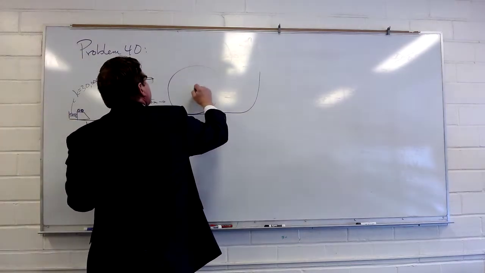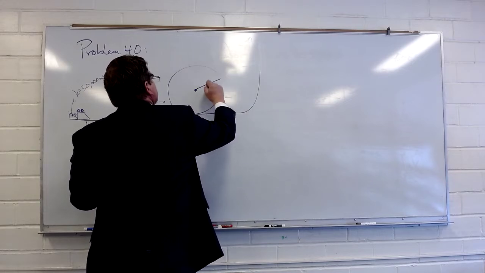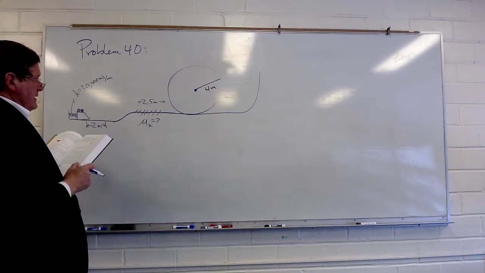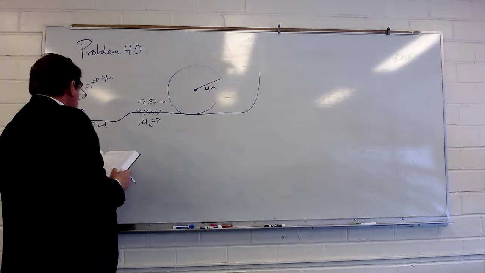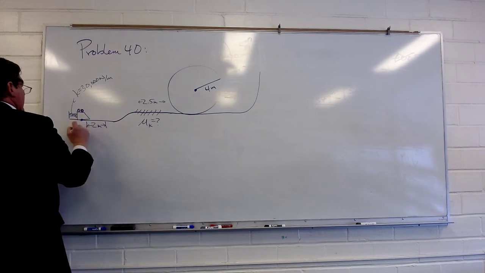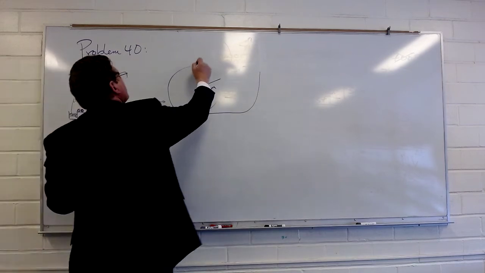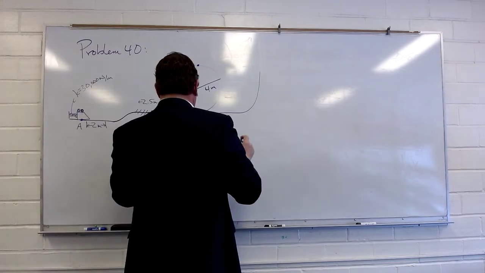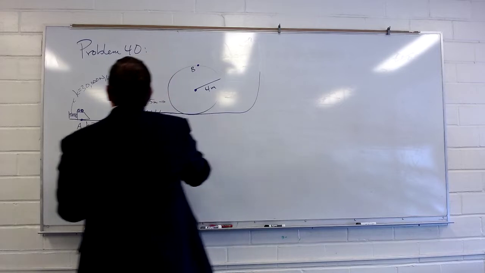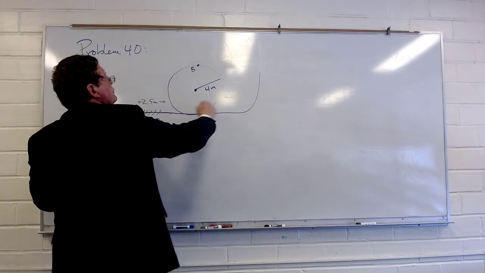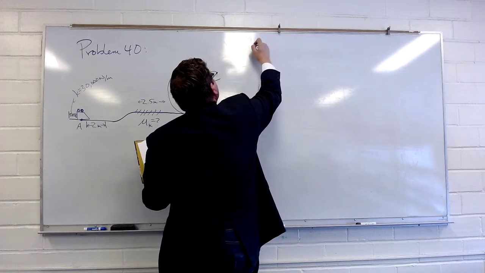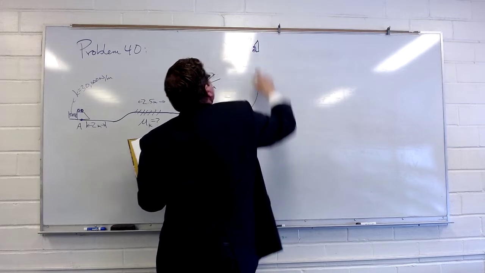We do know that the radius of this loop-de-loop is 4 meters, so you can see that this may not be entirely drawn to scale. And we're going to call this starting point A. We're going to call this point at the top of the loop-de-loop B. And then what happens is the cart goes around the loop-de-loop and then launches up here and then falls back down.